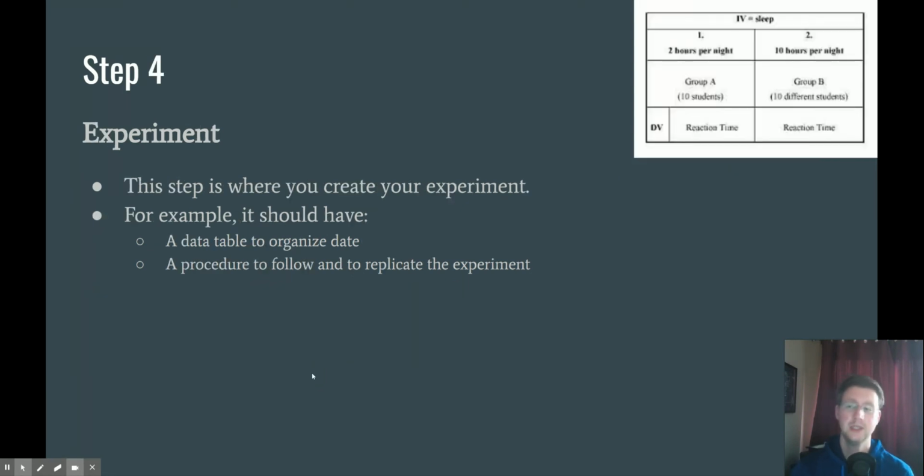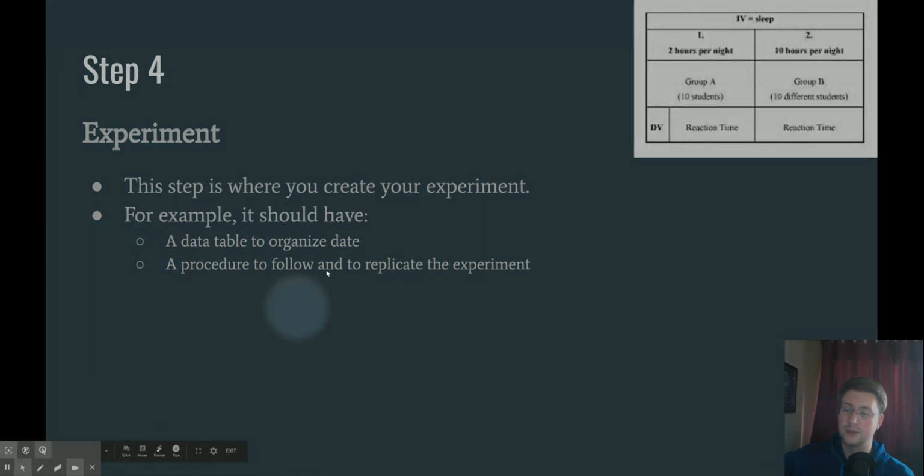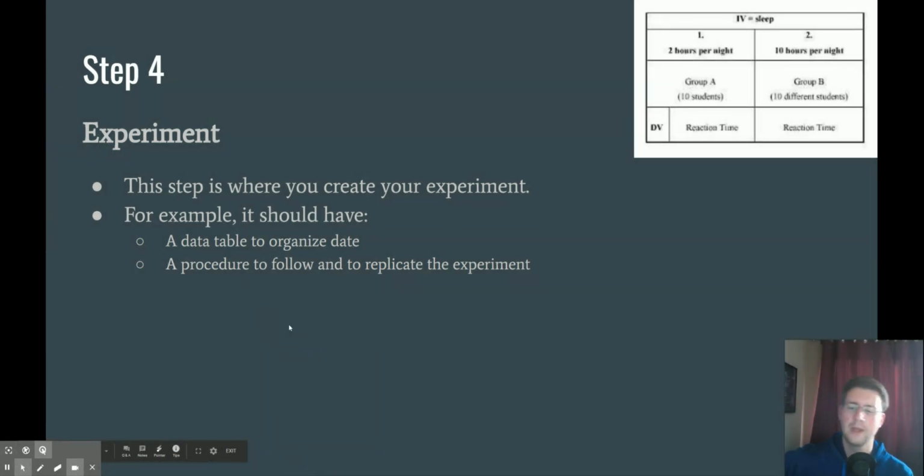Step 4. This is the part where you're actually designing the experiment. Up until this point, we've essentially had a question and been researching and designing, right? So this step is where you create your experiment. For example, it should have a data table to organize your data and a procedure to follow and replicate the experiment. And there is a little typo that should say data, not date.